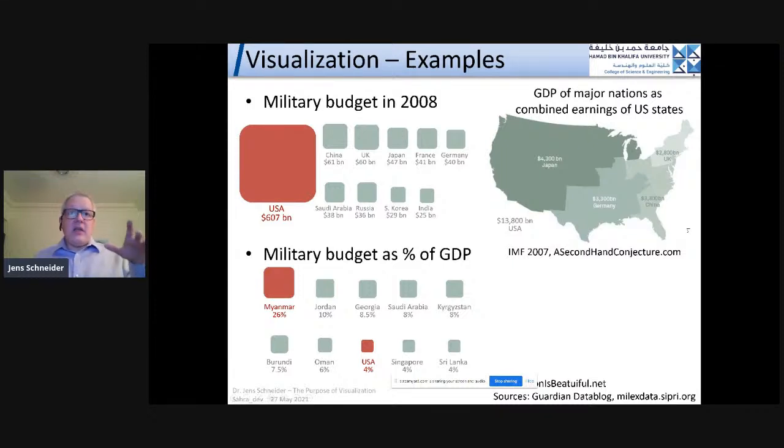But if you express the military budget as percent of the GDP, then suddenly Myanmar takes the lead, 26%. A quarter of all the money that is produced as the GDP in Myanmar goes into the military, whereas the USA only has 4%, which is probably much more sane.